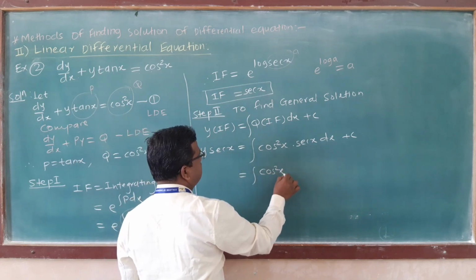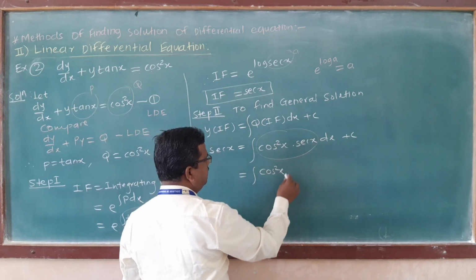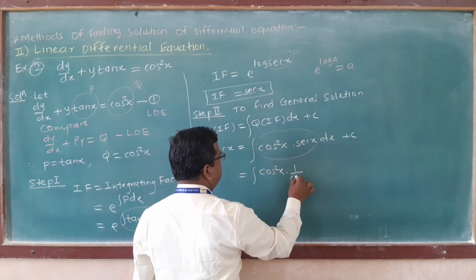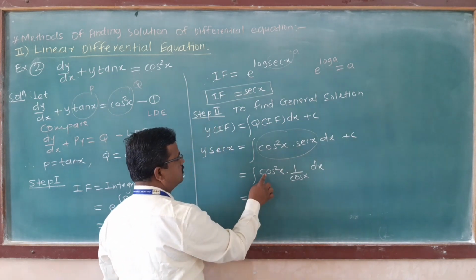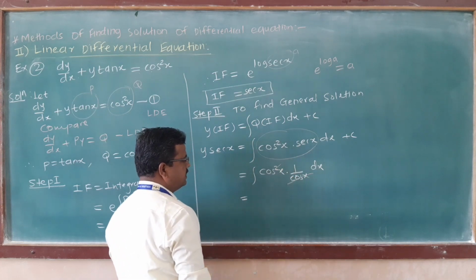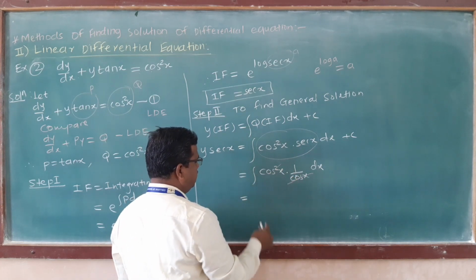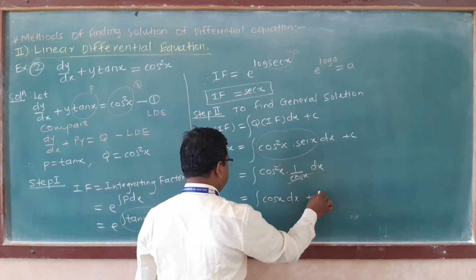Simplify the trigonometry in the integrand. This sec x means 1 upon cos x, dx. So this is cos square upon cos. One cos will get cancelled. Here there is cos square and here cos x. So we get cos x dx plus c.